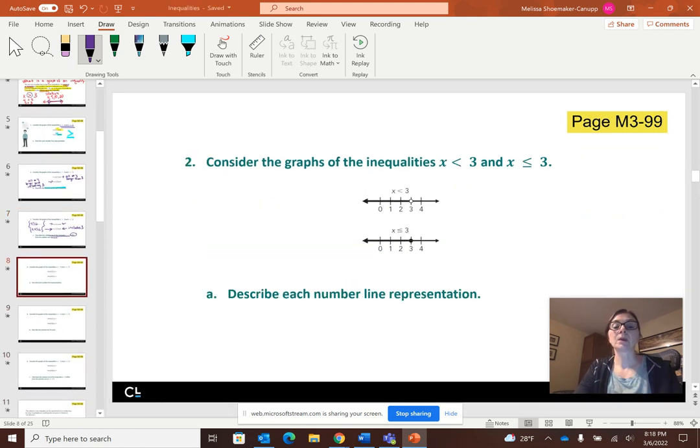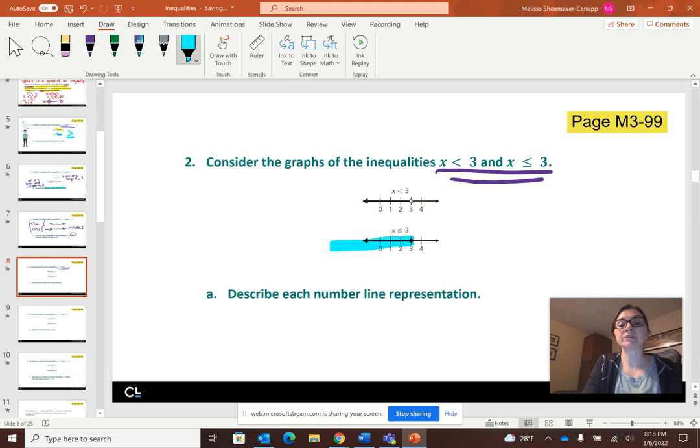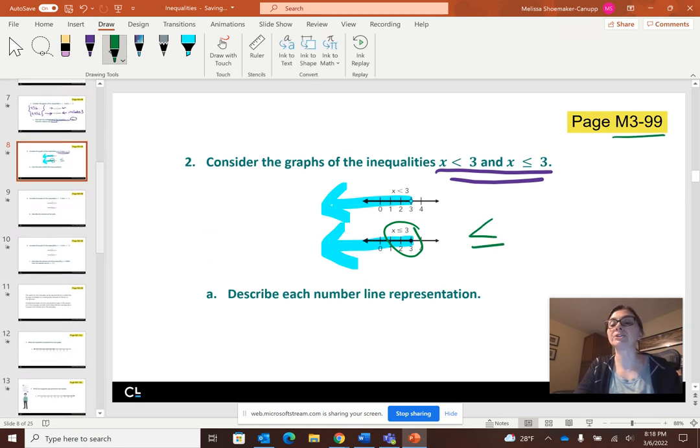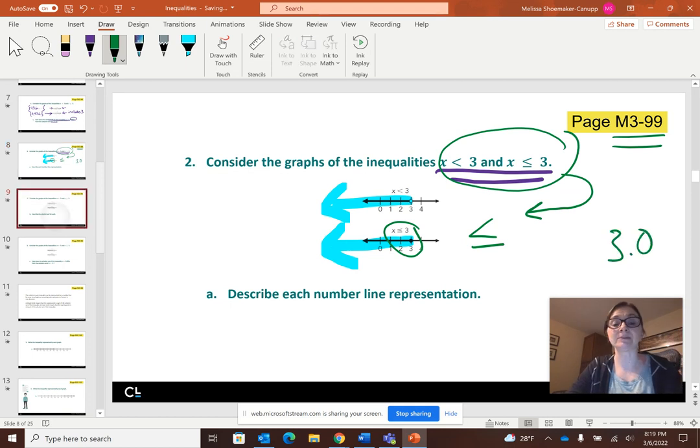Okay. Now, this is the same thing, only it's less than. So do you see that the arrows are going to the left? Because x is now smaller than 3. We have the open circle. And then we have closed circle because it's less than or equal to. So it could be 3. Okay, we're on page M399. And if you can take this and turn it into these number lines, you're at a level 3. That's exactly where we need to be.